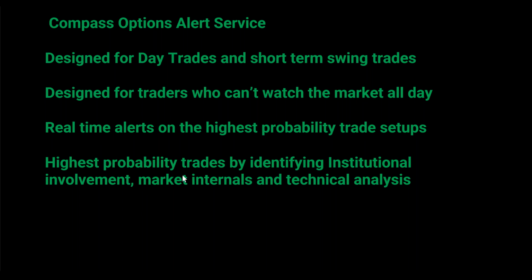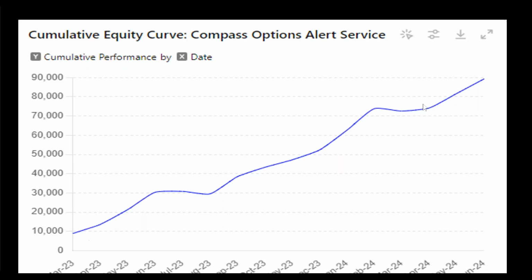And the highest probability trade setups are done by identifying institutional involvement. I keep coming back to this. We're trading with the institutions. If the institutions aren't in the trade, we're not interested in it. And then I also look at market internals and I do some technical analysis. Market internals are, if you look at the total volume of stocks going up minus the total volume on stocks going down, you get either a bullish or a bearish bias. That's called market internals.